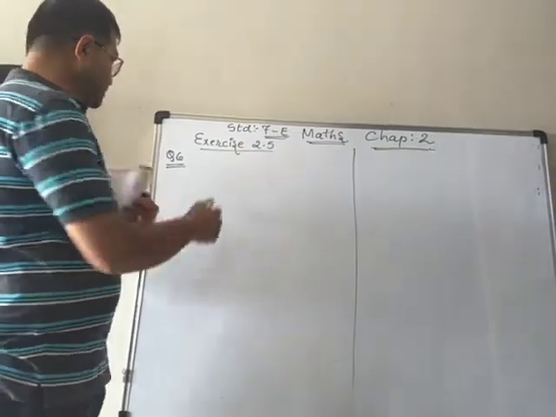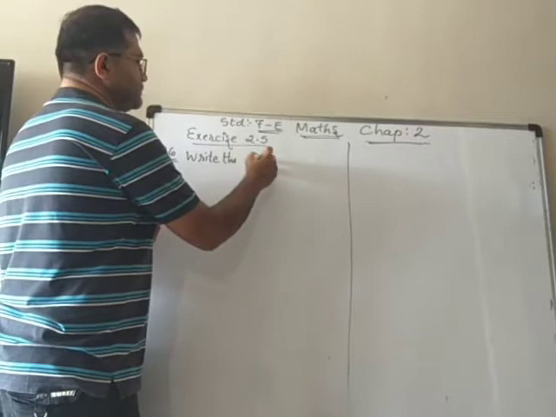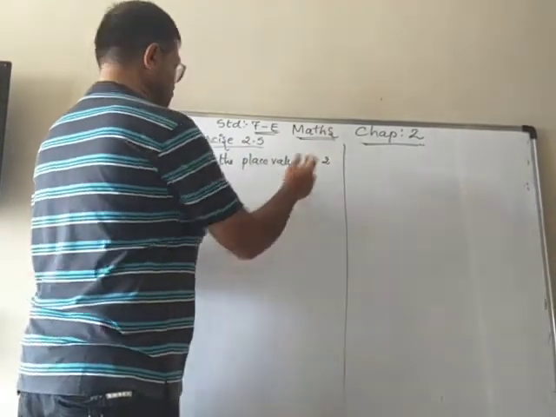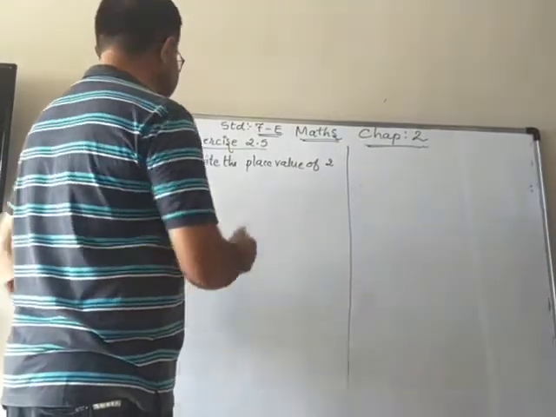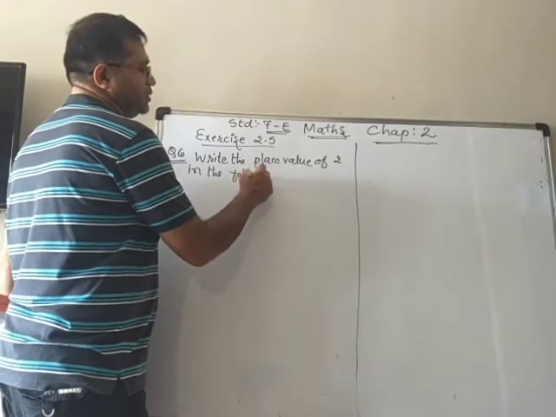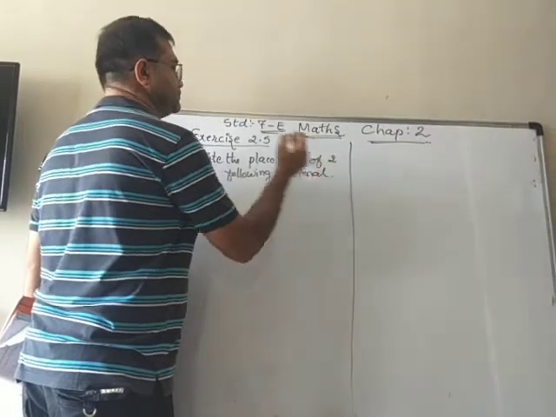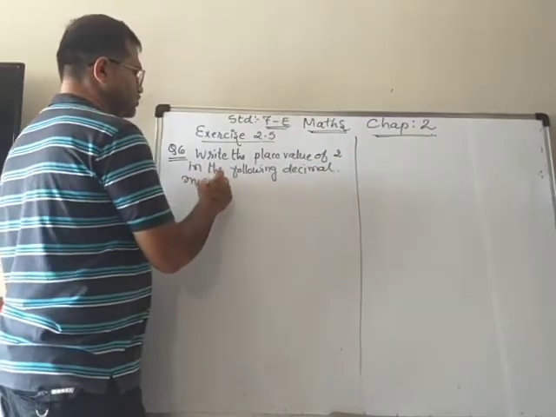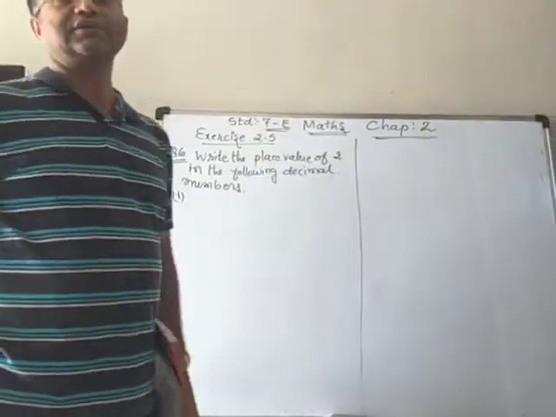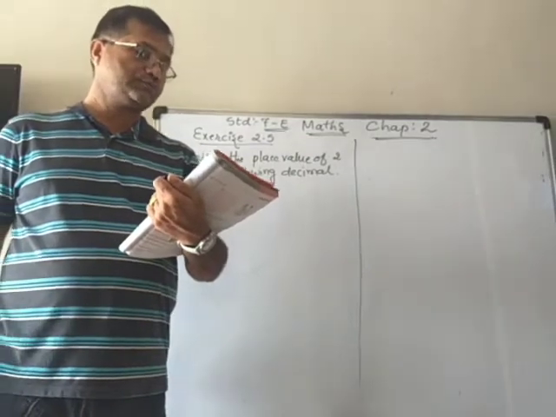It says, write the place value of 2 in the following decimal numbers. So the numbers are given. In each number we have to find the place value of 2.